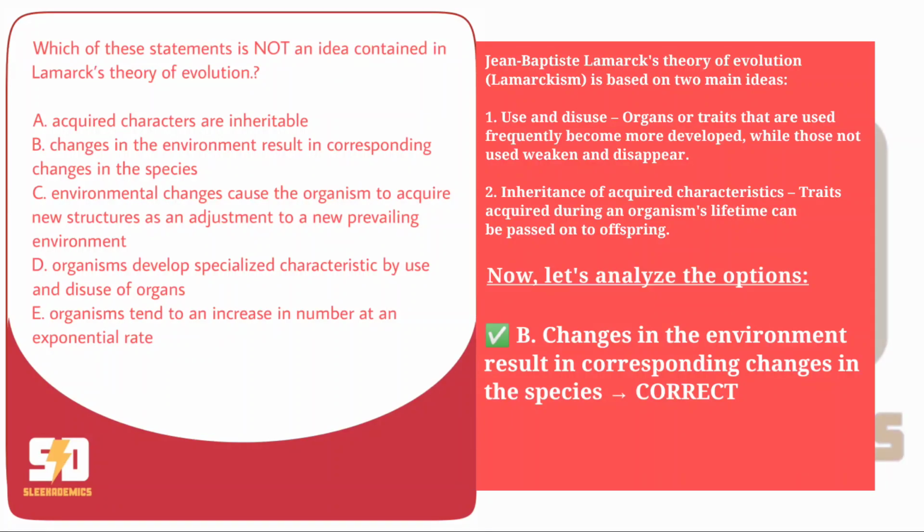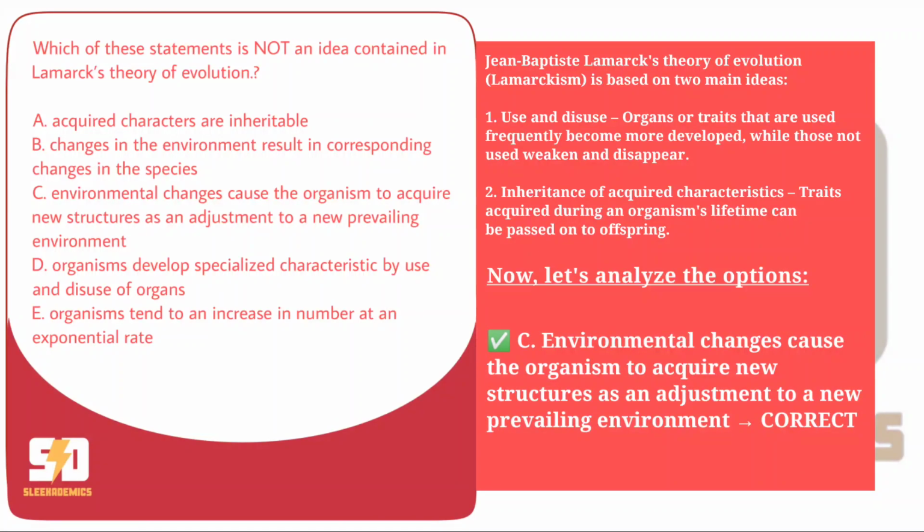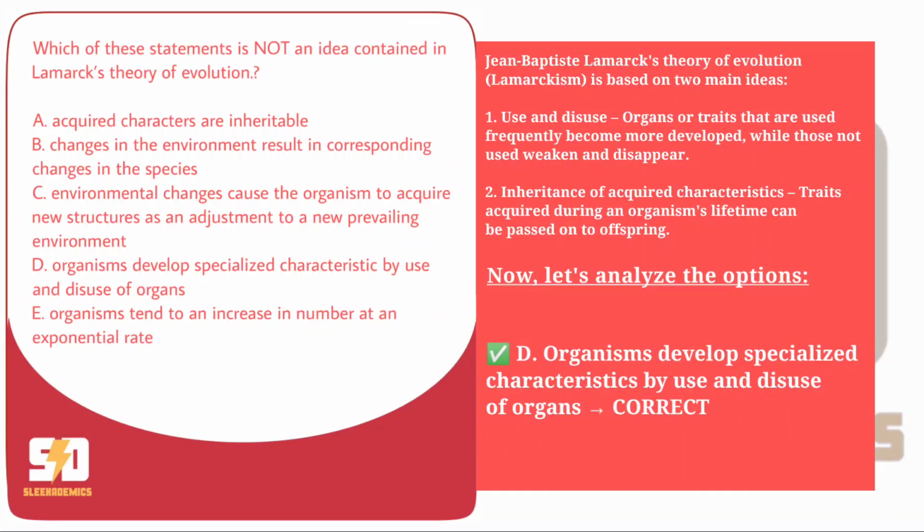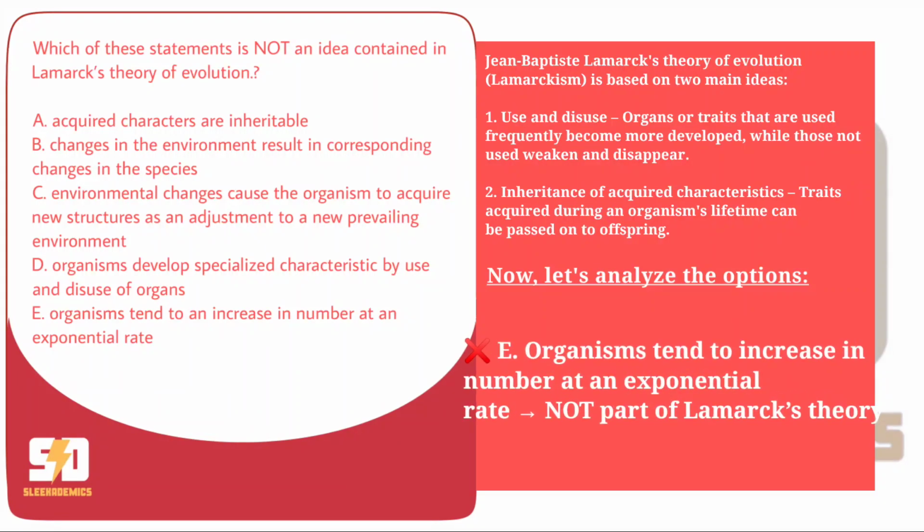environment over time. The next option says environmental changes cause the organisms to acquire new structures as an adjustment to the new prevailing environment. This also supports Lamarck's claim that organisms develop new traits due to environmental changes. Then we have organisms develop specialized characteristics by use and disuse of organs. Actually, this is one of the core of Lamarck's theory, the law of use and disuse. So it still supports Lamarck's theory.